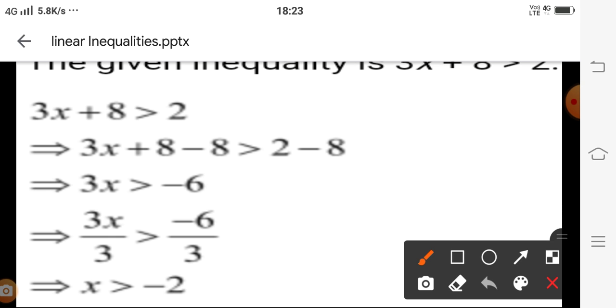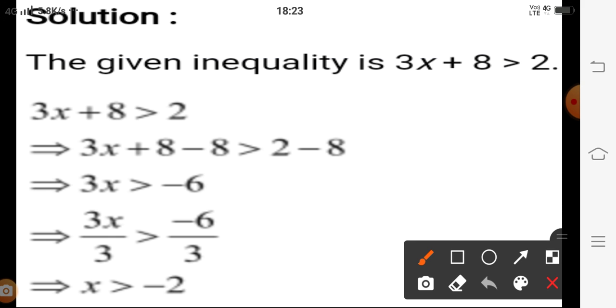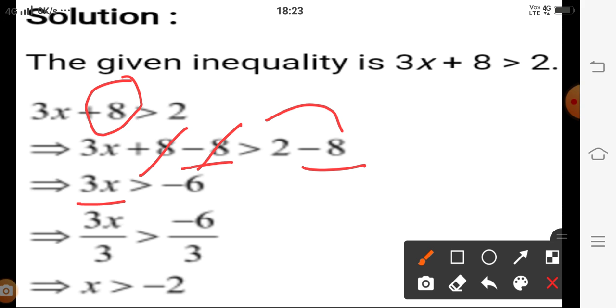Then 3x plus 8 is greater than 2. I want to eliminate this 8, and it is positive. For eliminating positive 8, I have to subtract 8. And if you are subtracting on the left hand side, you must do it on the right hand side also. On both sides we are subtracting 8, then 8 gets cancelled out, we are getting 3x, and this we are solving. 2 minus 8, we know it is minus 6.